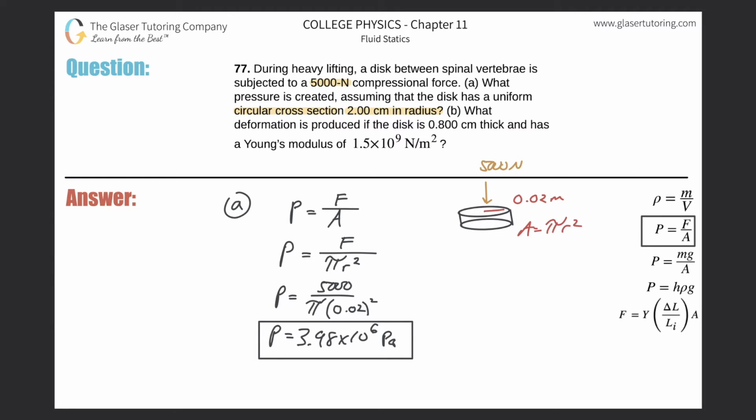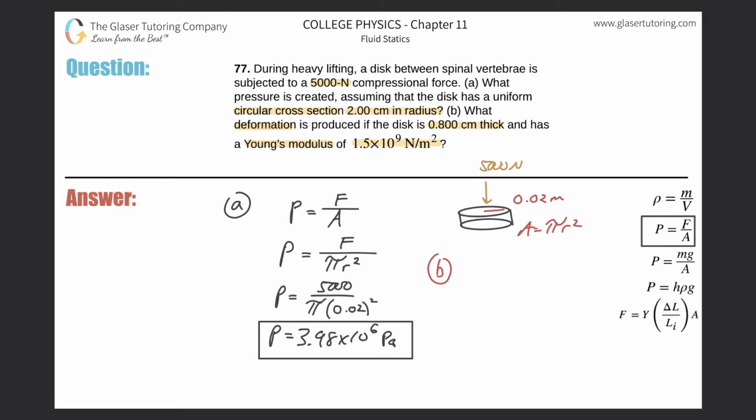All right, then part B. It says, what deformation is produced if the disc is 0.8 centimeters thick and has a Young's modulus of 1.5 times 10 to the 9 newtons per meter squared? Wow, now that's a blast from the past. All right, so let's do Young's modulus. So let's do letter B. Fortunately, I have the equation right over here.